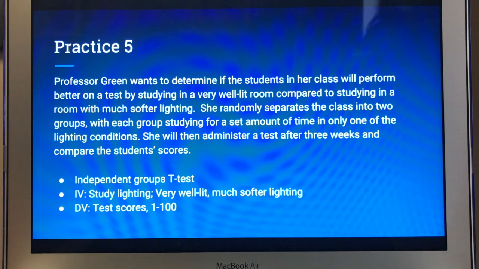I like to start off by isolating the independent variable and dependent variable and using the chart that we had, or the questions that we had, to eliminate which tests we aren't going to use, and it's only going to leave us with the right answer. For the independent variable, we've got our study lighting, with 2 levels of very well lit and much softer lighting. And then we've got our dependent variable, which is going to be the test scores.